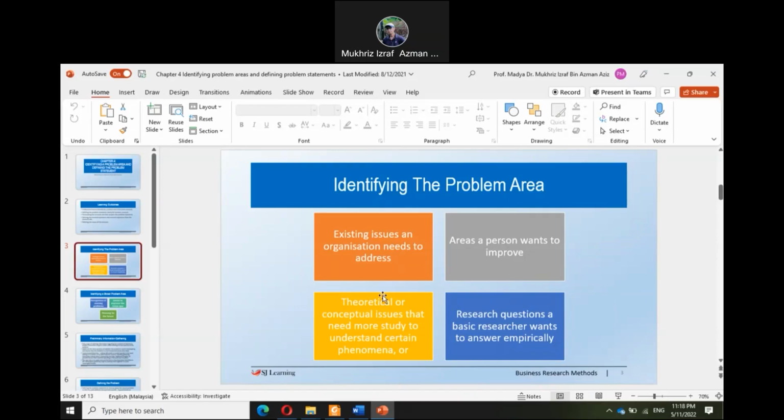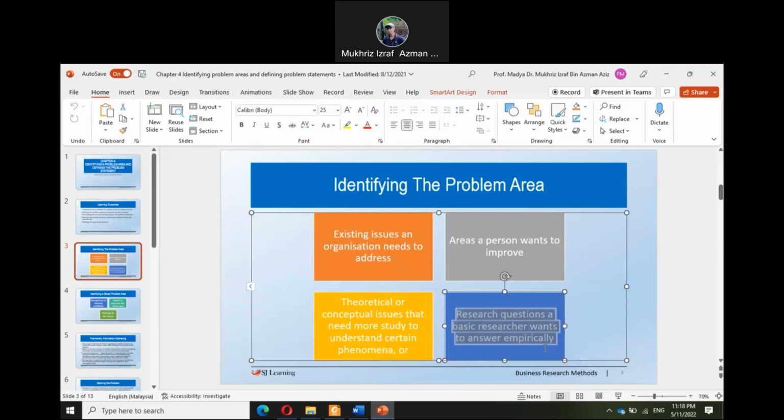So you want to find how you can improve on the production side, or maybe you are interested in the theoretical perspective, doing a study to come up with a new theory or to test a theory. But I think for most of the studies out there, the most common is a basic research question that a researcher wants to answer empirically. Empirically means based on your data collection, whether primary data or secondary data.